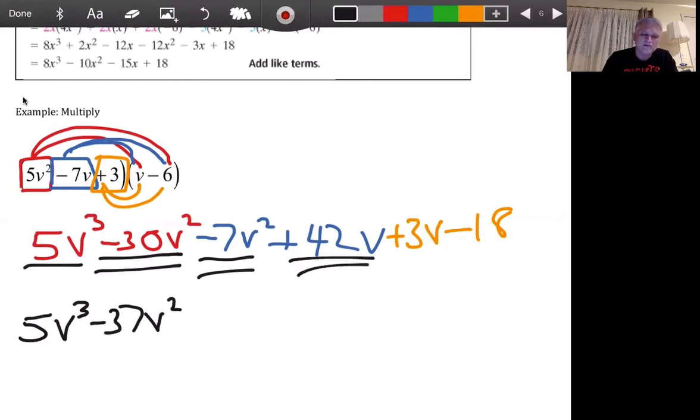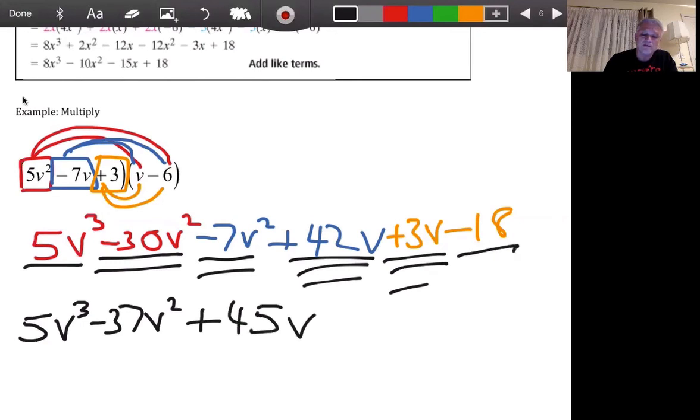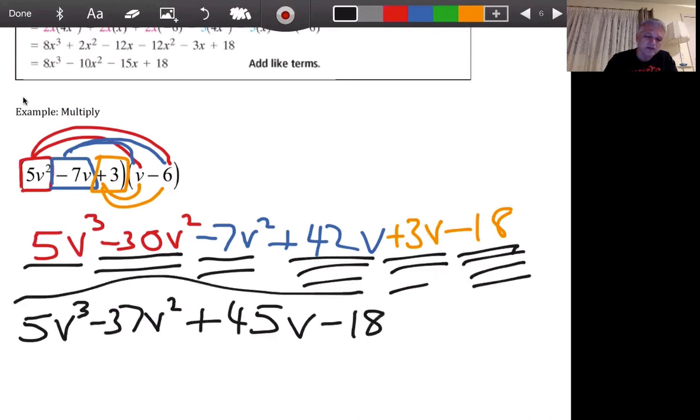Now we've got plus 42v and plus 3v. They are like terms because they both have v to the first power. So plus 42 plus 3 is plus 45. Don't forget your v. And then we have the constant. There are no other constants. It comes down. It's minus 18.